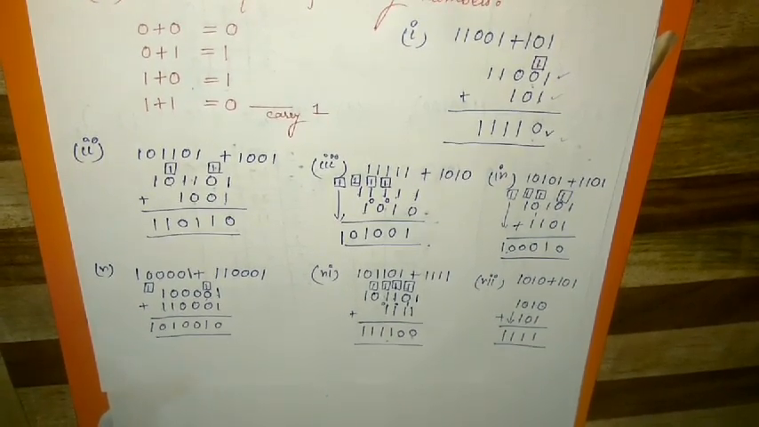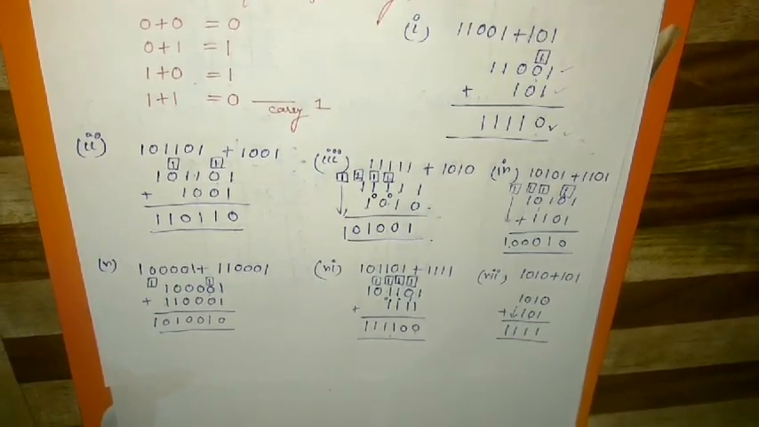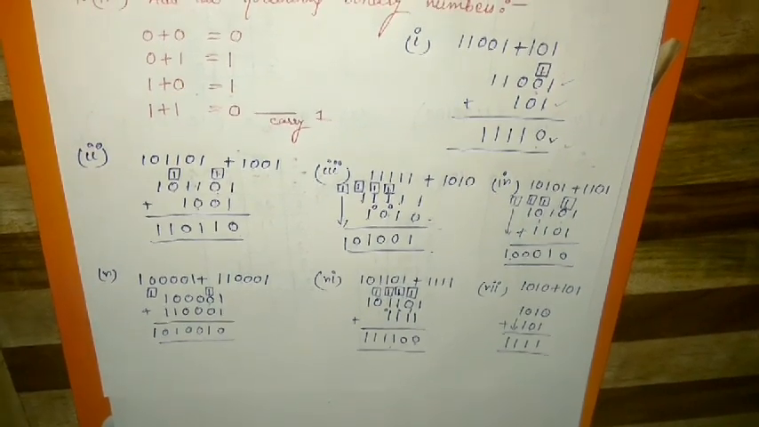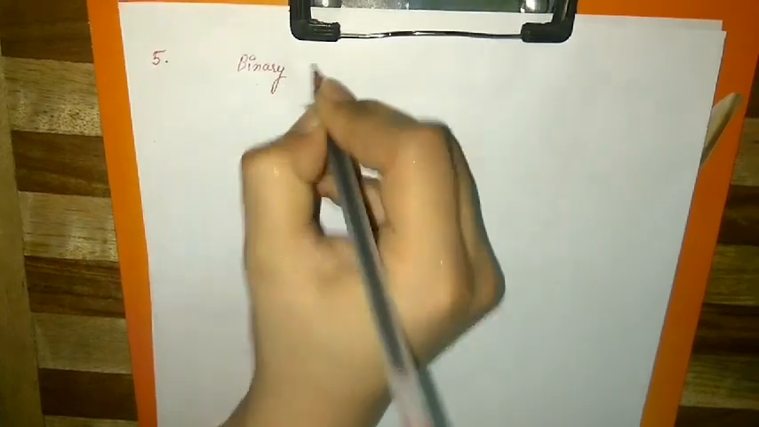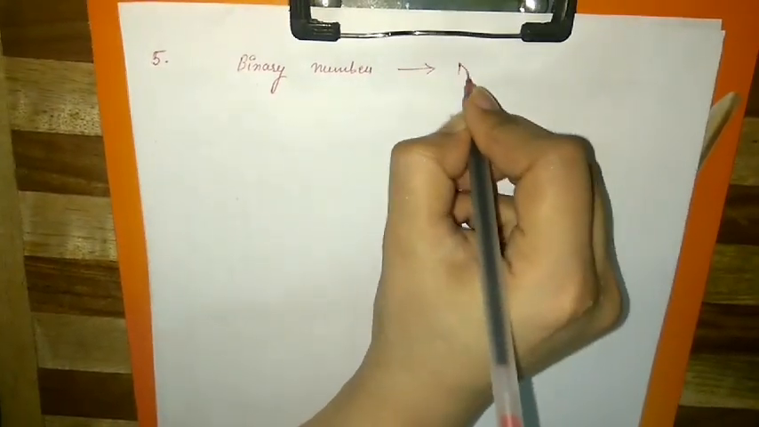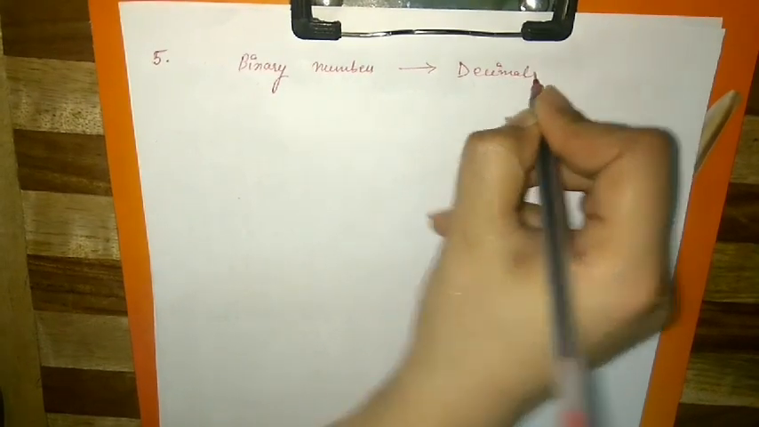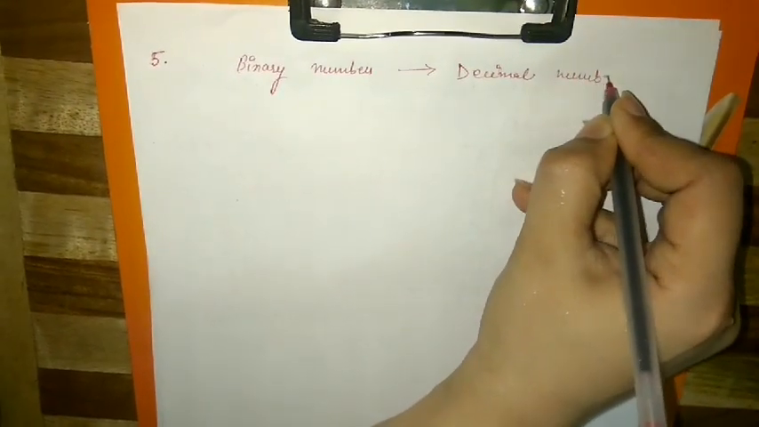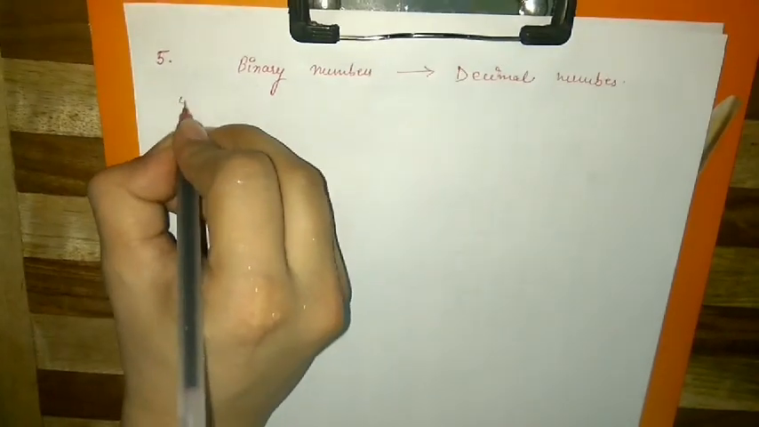Okay, now let us start our fifth part, that is convert the following binary numbers into decimal numbers. Now students, see the fifth question. The fifth question says what? Convert the following binary numbers into your decimal numbers. What you have to do? You have to convert your binary numbers into your decimal numbers. Okay, see the first one now.